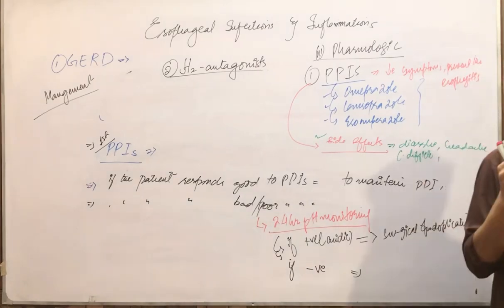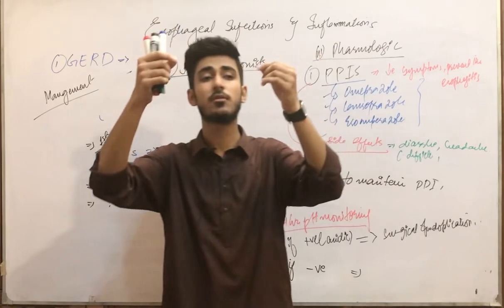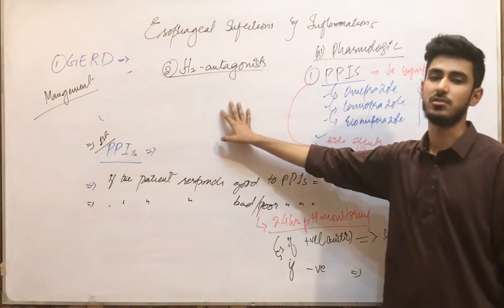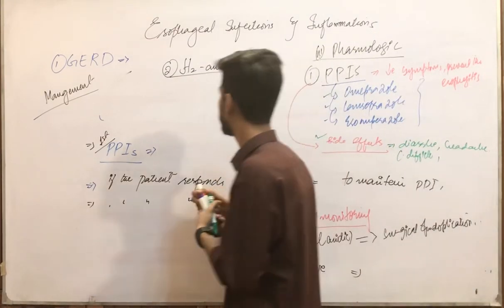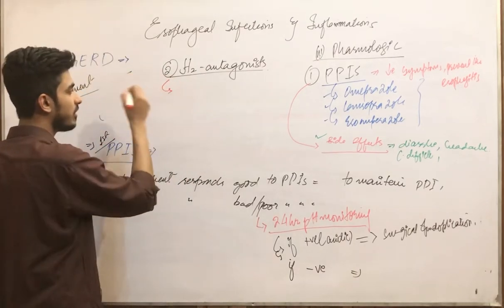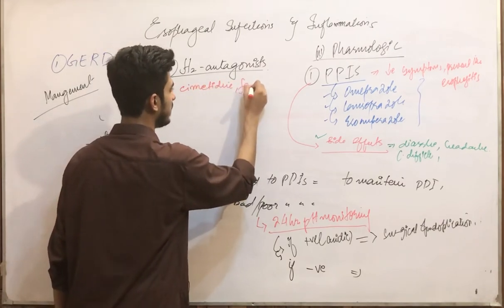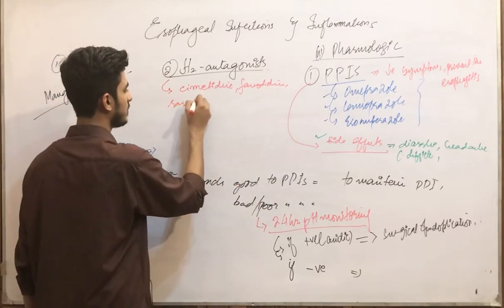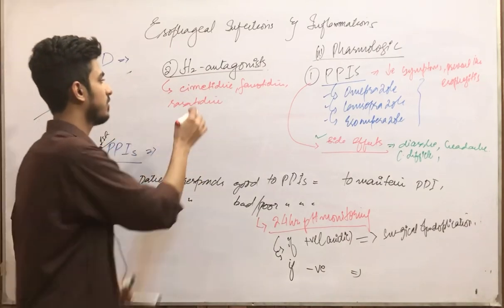Clear? When the acid-free stomach contents move into the esophagus, they will be causing less damage because they are acid free. So that's why we are decreasing the acid concentration here. Clear? I think I have told you this in the previous lecture too. So these are the H2 receptor antagonists, and how they work I told you. Now what are those? You all know: cimetidine, famotidine, ranitidine. These are the H2 receptor antagonists. They are the names of the drugs.